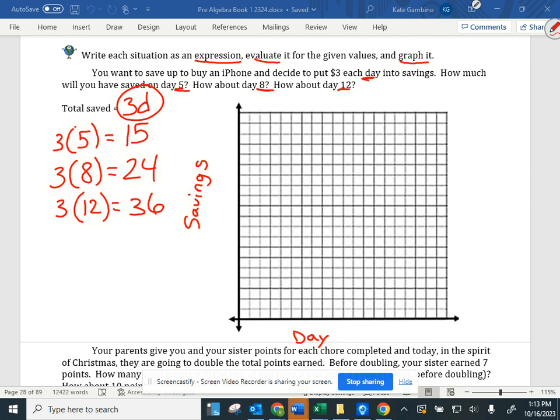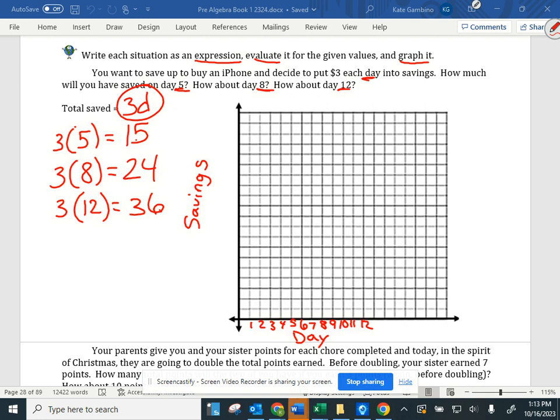So this would be day 1, day 2, day 3, day 4, day 5. How far out do I have to label my days, Grace? To day 12. So I'm going to label the bottom graph all the way to day 12. And then I'm going to look coming up the y-axis, going up that side. I see my biggest number is 36.